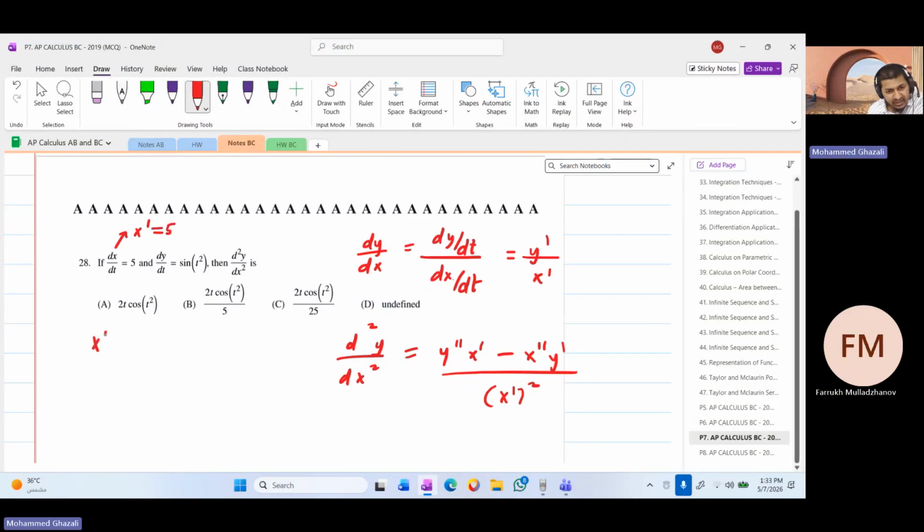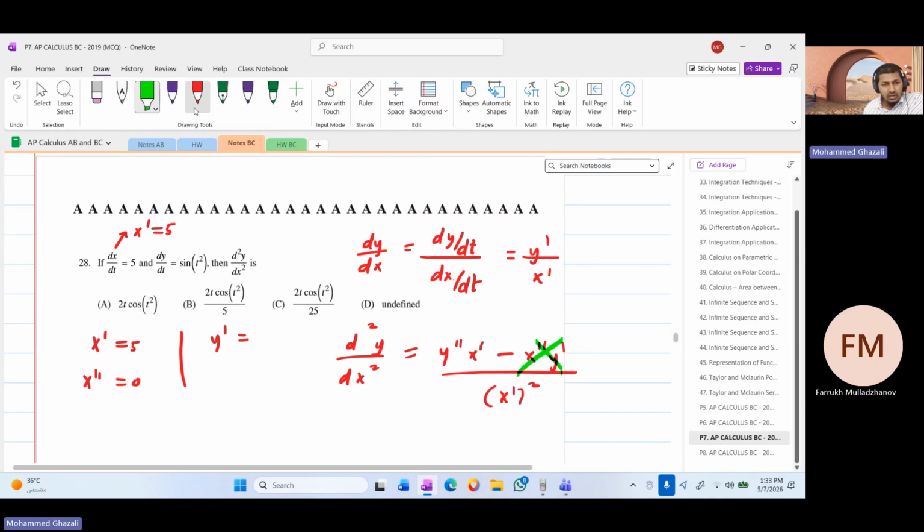Now let's find it. X prime is 5, okay? So what's x double prime? 0. So we can cancel out the right side, yeah? So x double prime is 0, and this part here cancels out. Now, let's look at this.